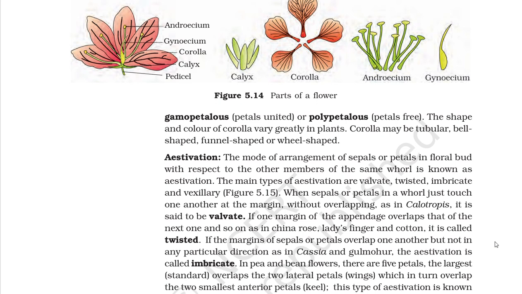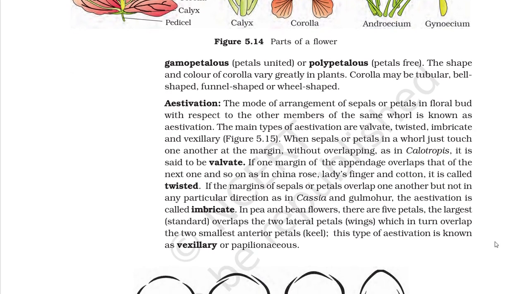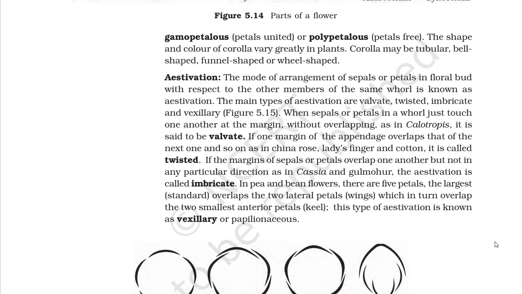If the margins of the sepals or petals overlap one another but not in any particular direction, as in cassia and gulmohar, the estivation is called imbricate. In pea and bean flowers, there are 5 petals. The largest, standard, overlaps the 2 lateral petals, wings, which in turn overlap the 2 smallest anterior petals, keel. This type of estivation is known as vexillary or papilionaceous.